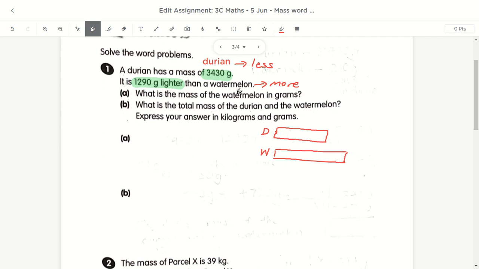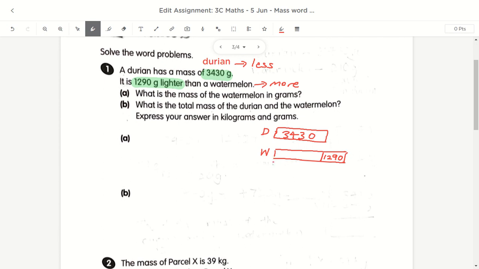Okay, let's put in all the numbers. I know durian is 3,430 grams. Again, I take out the units. I'm going to put them in for the final answer. So durian is 3,430 grams. It is lighter, that's why it's shorter by 1,290 grams. So where do you put the 1,290 grams? Similar to just now, the question, it's the extra part here, 1,290. Alright, so durian is this. Durian is lighter, so it's shorter. How much lighter? 1,290 grams.